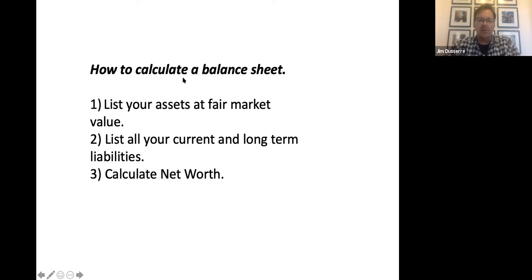How to calculate a balance sheet. List your assets at fair market value. List all your current and long-term liabilities. We'll get into the different current ones a little bit later, because I have two additional videos for liquidity ratios. That will be on the exam.